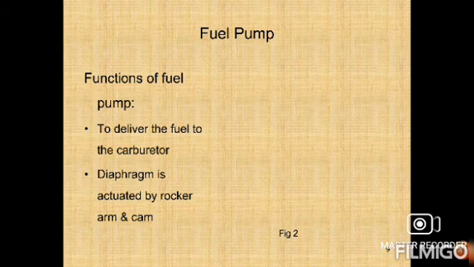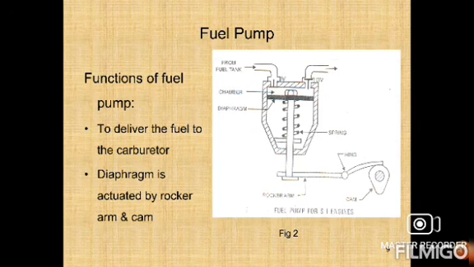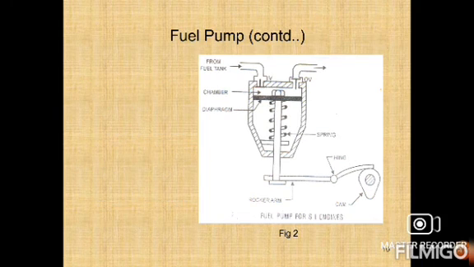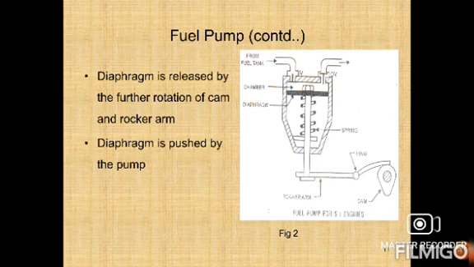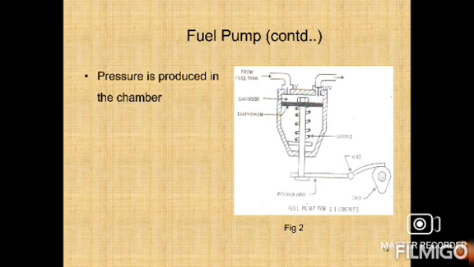Again, one more pump is also provided, whose function is to deliver the fuel to the carburetor. The diaphragm is actuated by the rocker arm, right? Vacuum is created in the chamber above the diaphragm. The inlet valve is opened, right? The fuel enters the pump. Then the diaphragm is released by the further rotation of the cam and rocker arm. The diaphragm is pushed by the pump, right?